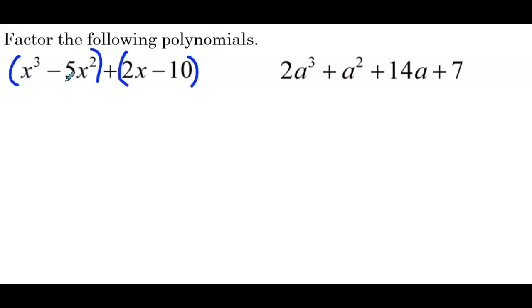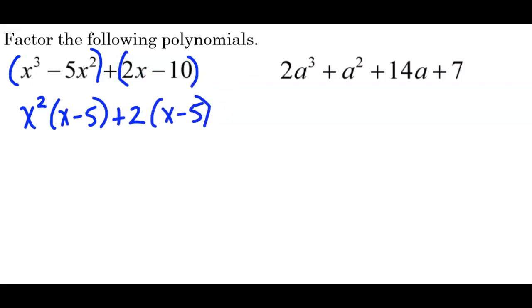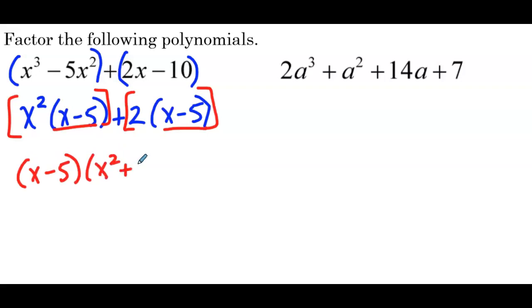Okay, so the greatest common factor of the first two terms is x squared, and then we'd be left with x minus 5. The greatest common factor of the second two terms is positive 2, and then we're left with an x minus 5 as the factor. And comparing our two terms, we notice that each term has a greatest common factor of x minus 5, which can be factored out, and we're left with x squared plus 2.